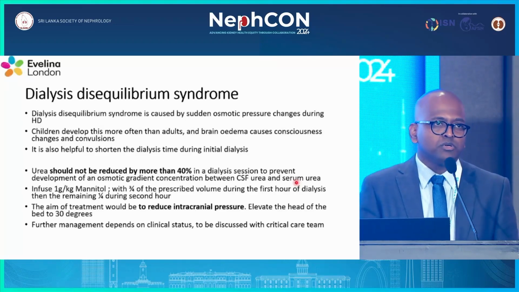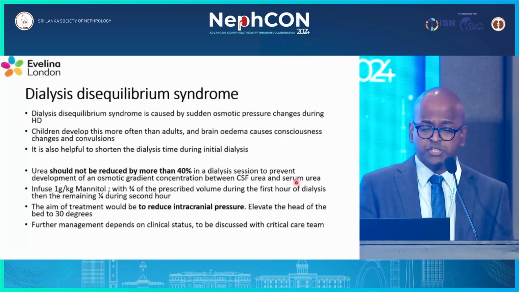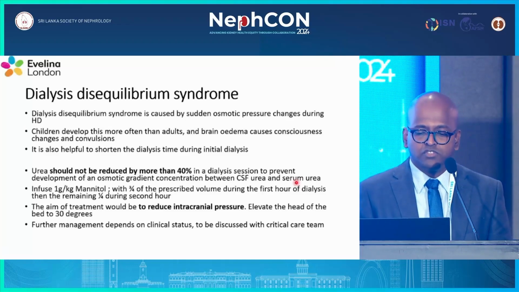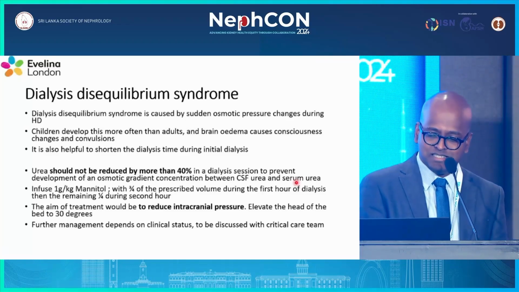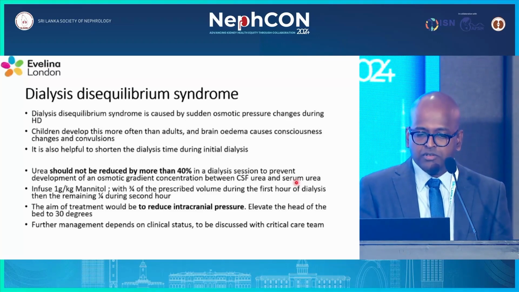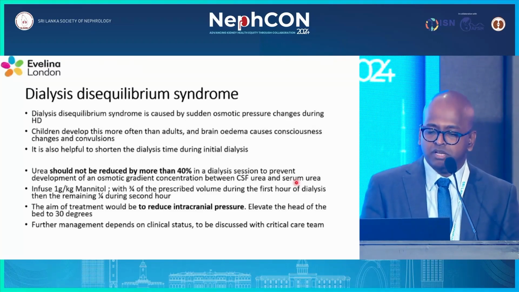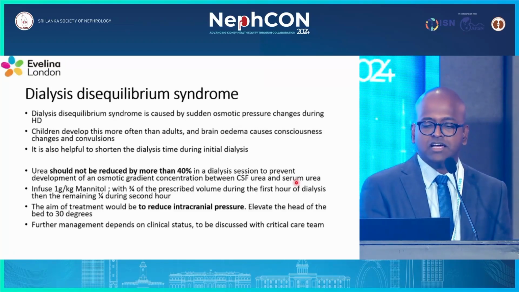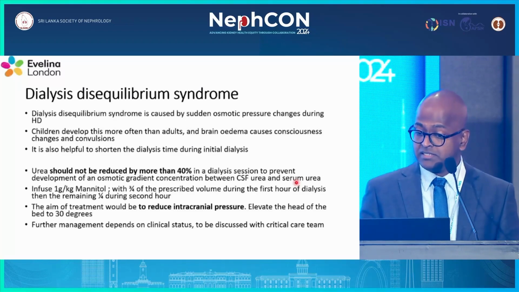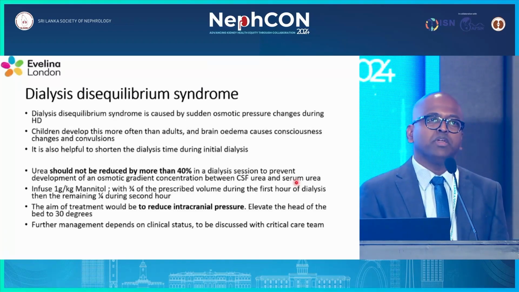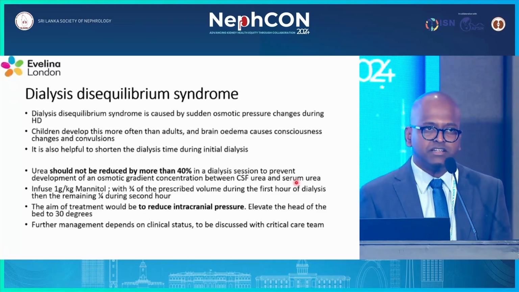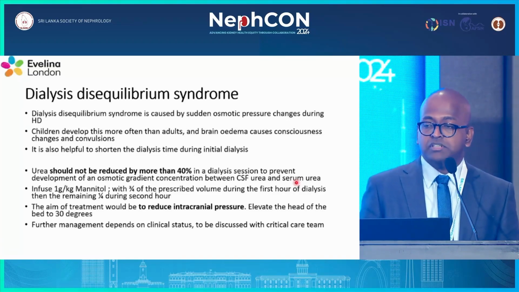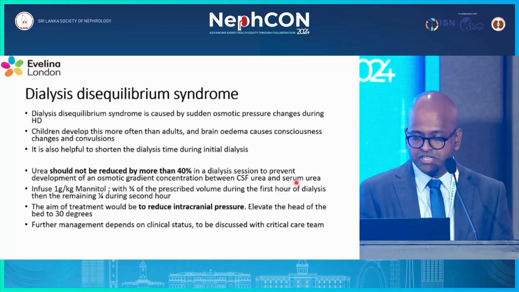And as a rule of thumb, we can't reduce the urea by more than 40% in a dialysis session, to prevent the development of an osmotic gradient between CSF urea and the serum urea. So we practice giving 1 gram per kilogram of mannitol, with 3/4 of its prescribed volume during the first hour of dialysis, and the remaining quarter going in the second hour. The aim of the treatment would be to focus on reducing the intracranial pressure, and further treatment and management would depend on the clinical state, and we'll be discussing with the critical care team to monitor in the HDU also.